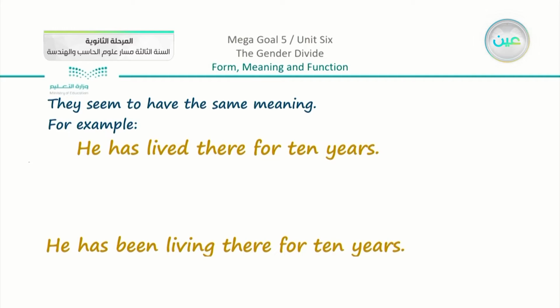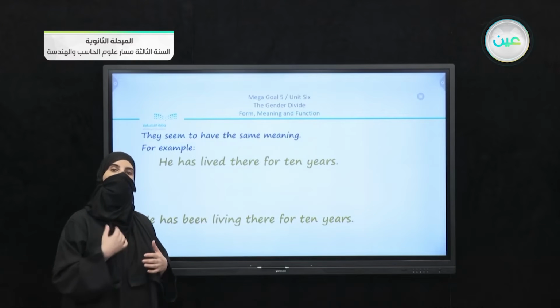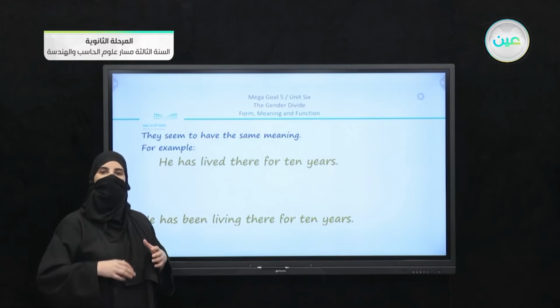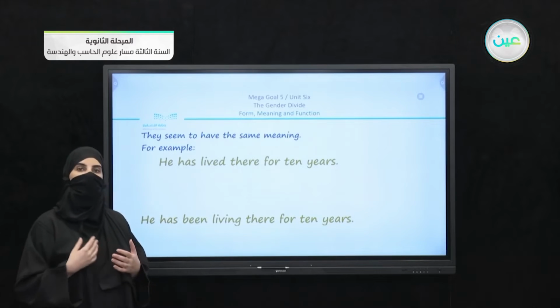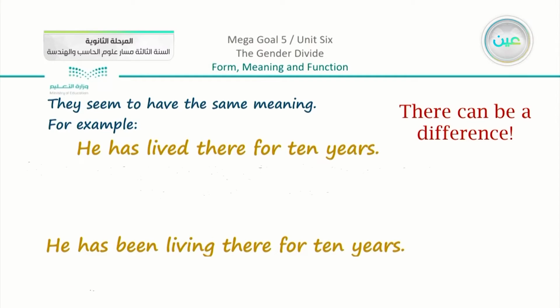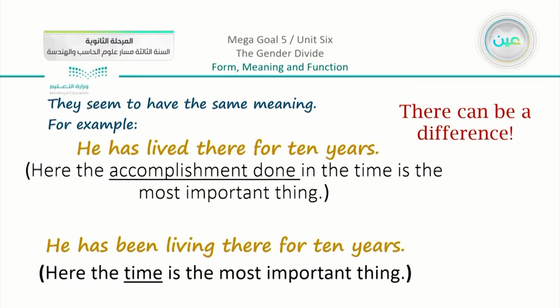He has lived there for 10 years. And we can say that he has been living there for 10 years. So just suppose that we are talking about a person who is living in another city or another town. Now we can talk focusing on what is his accomplishment, or what has he done actually. So we can say that we are focusing on the accomplishment done in the time, which is the important thing. Now here we are basically talking about the result or the action or the accomplishment.